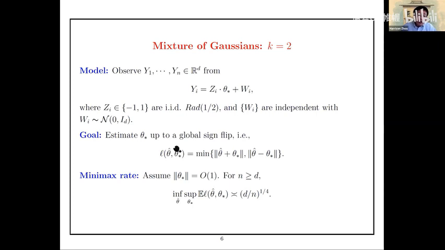Okay, theta star is not really identifiable if you want to estimate it, but it's identifiable up to a global sign flip. That's why we define such a loss function to look at the accuracy of any estimated theta hat. Under this loss function, the best rate to estimate the truth is d of n to the power 1/4.